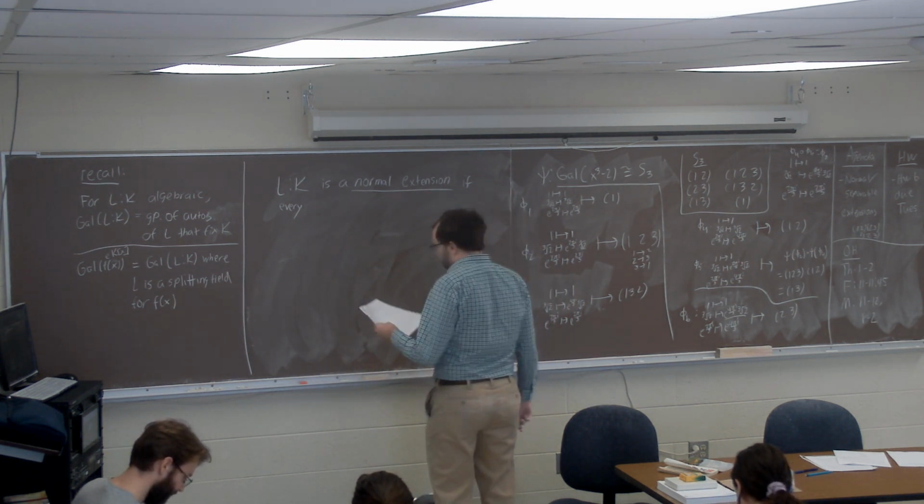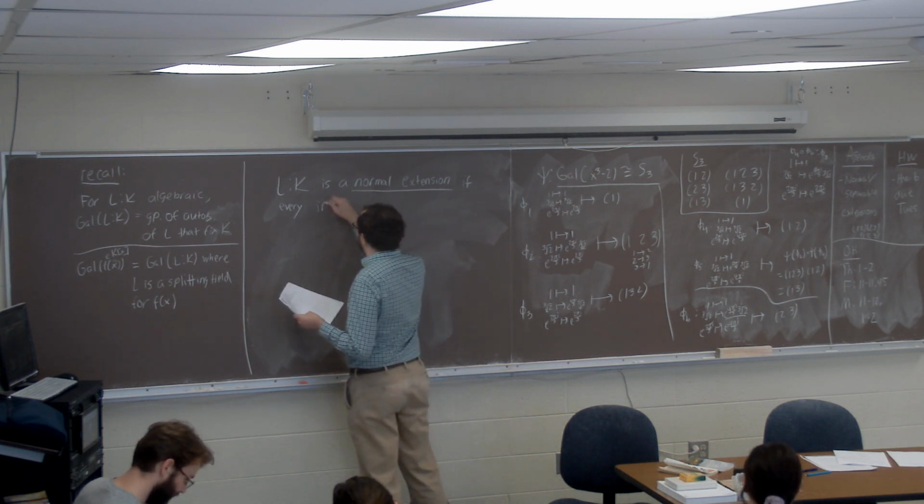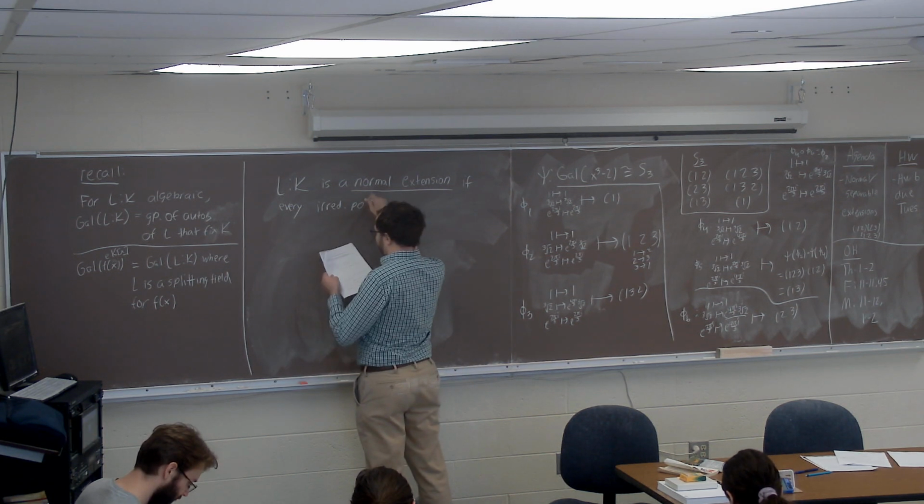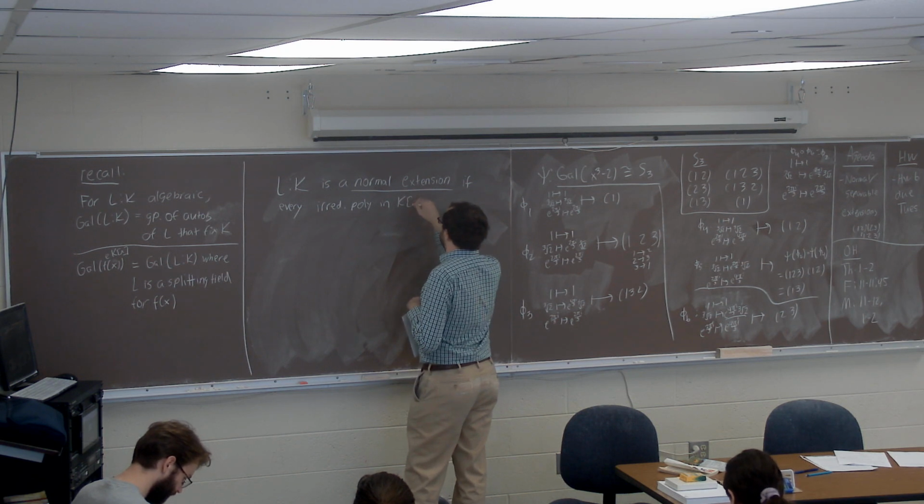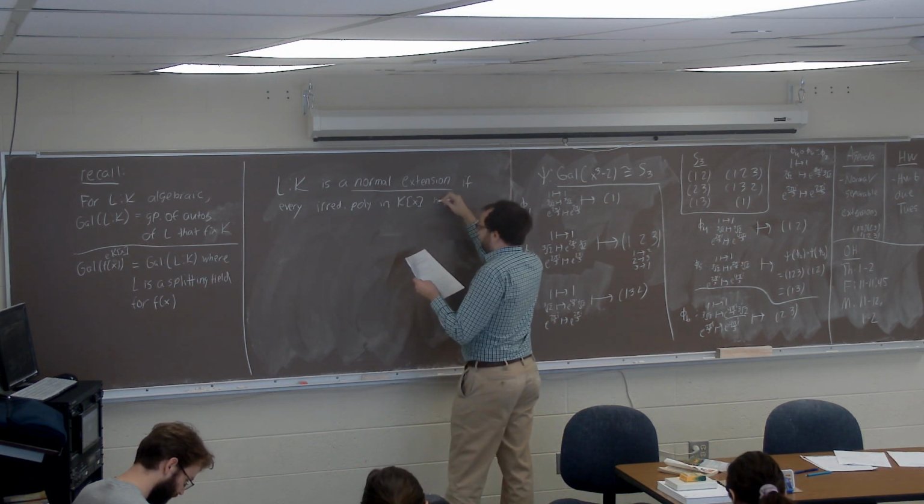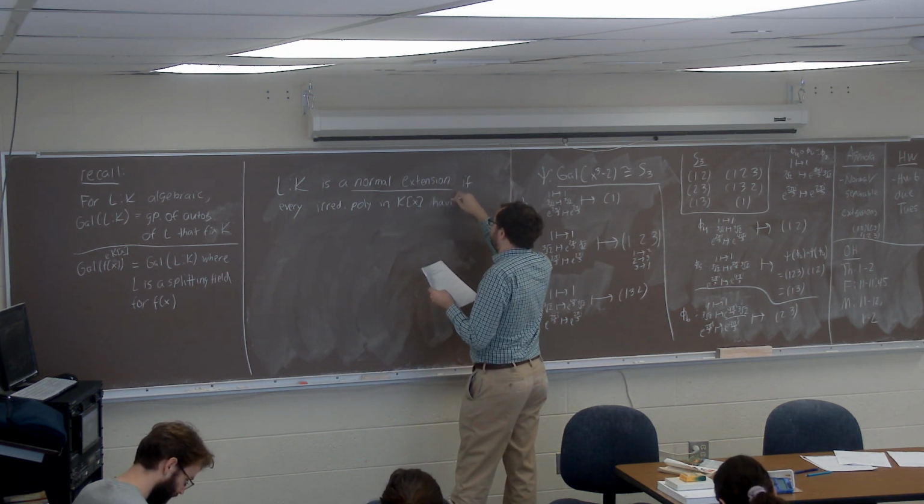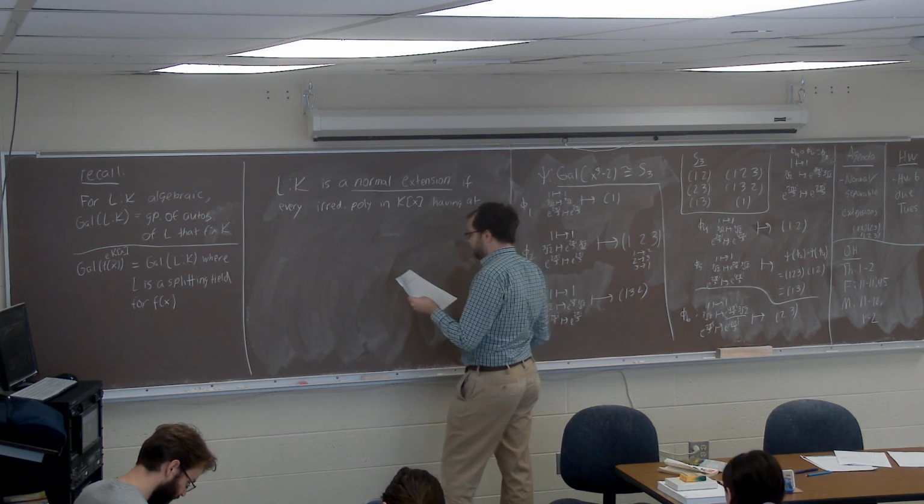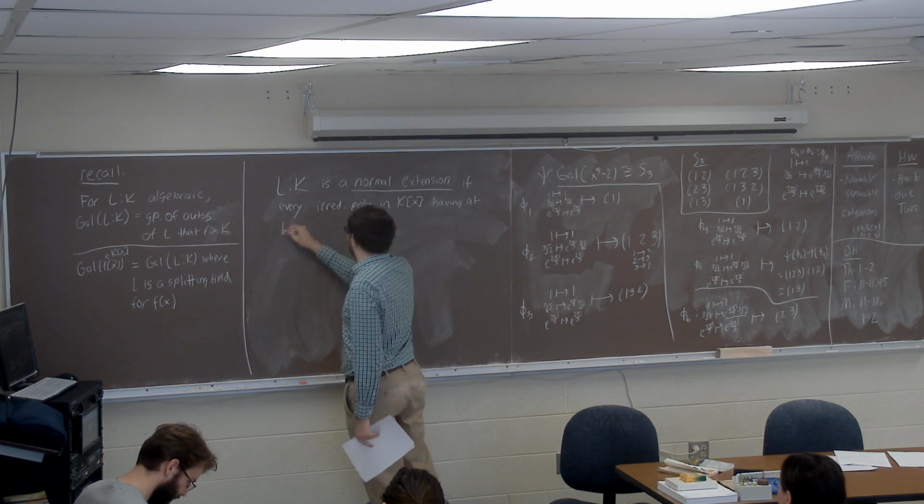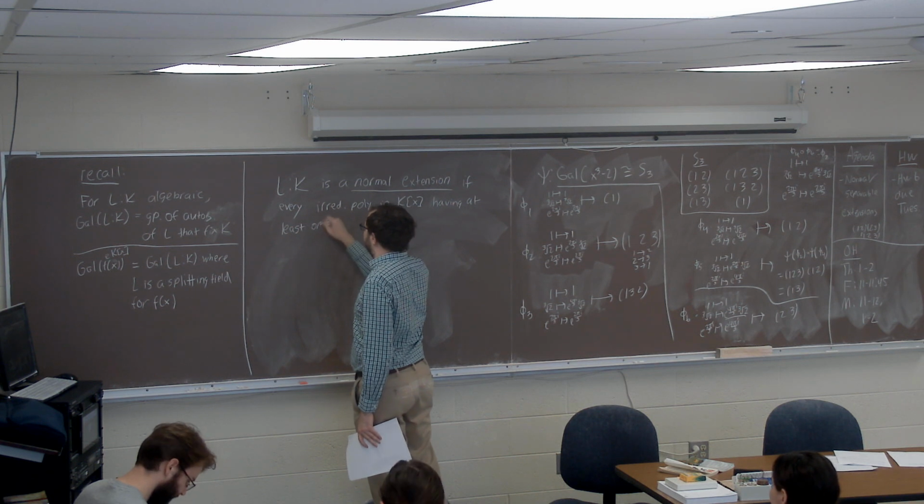So, it's a normal extension if every irreducible polynomial in K of x having at least one root in L must split completely over L. So if we have like Q and C.